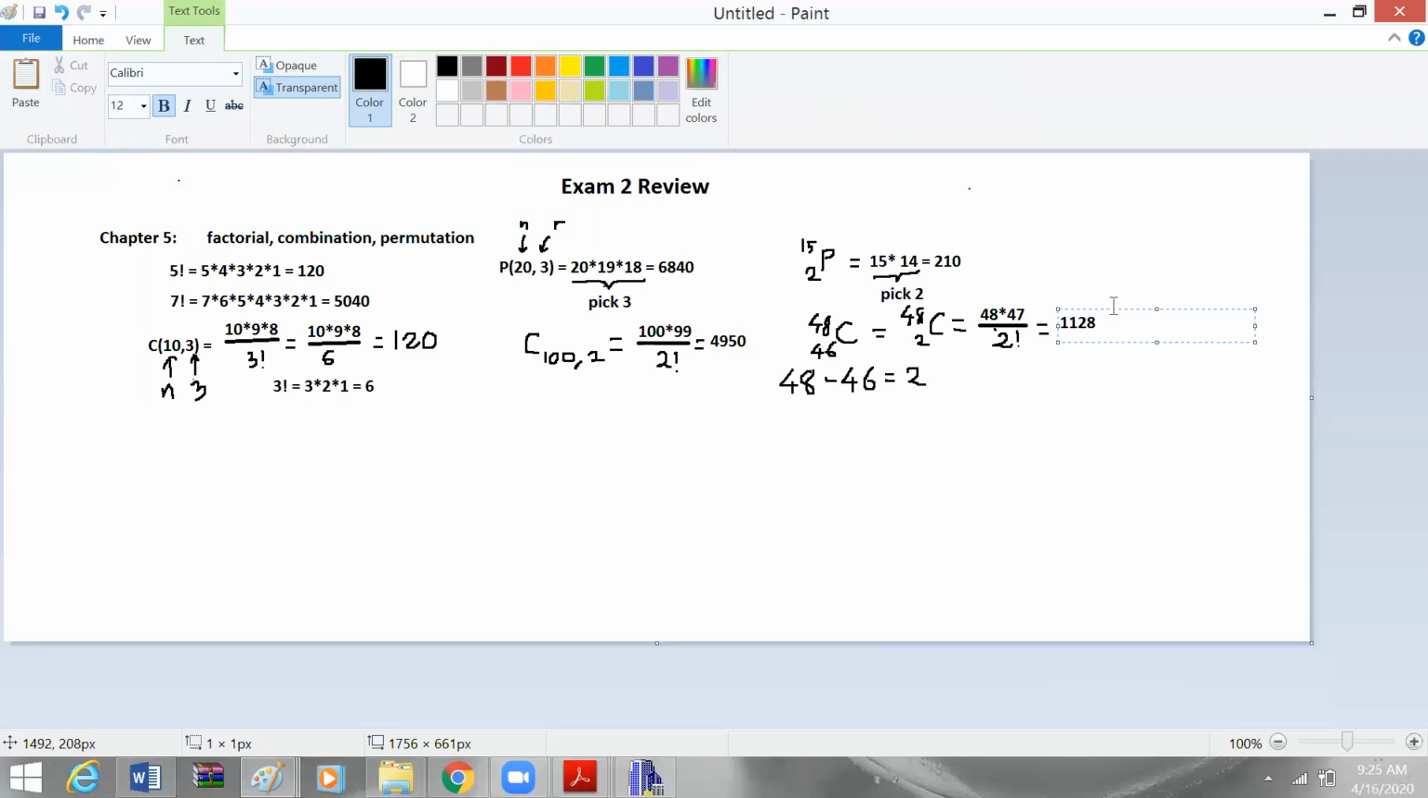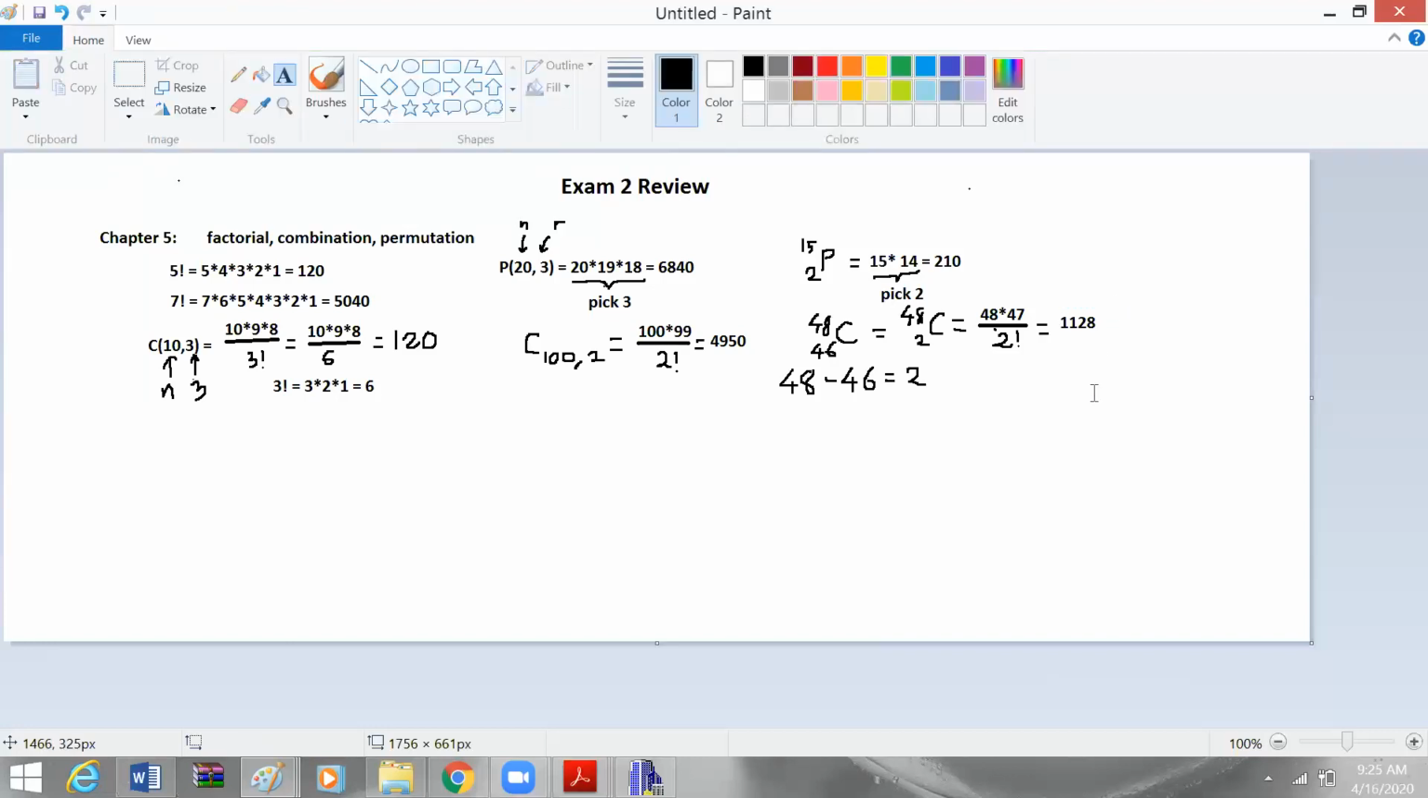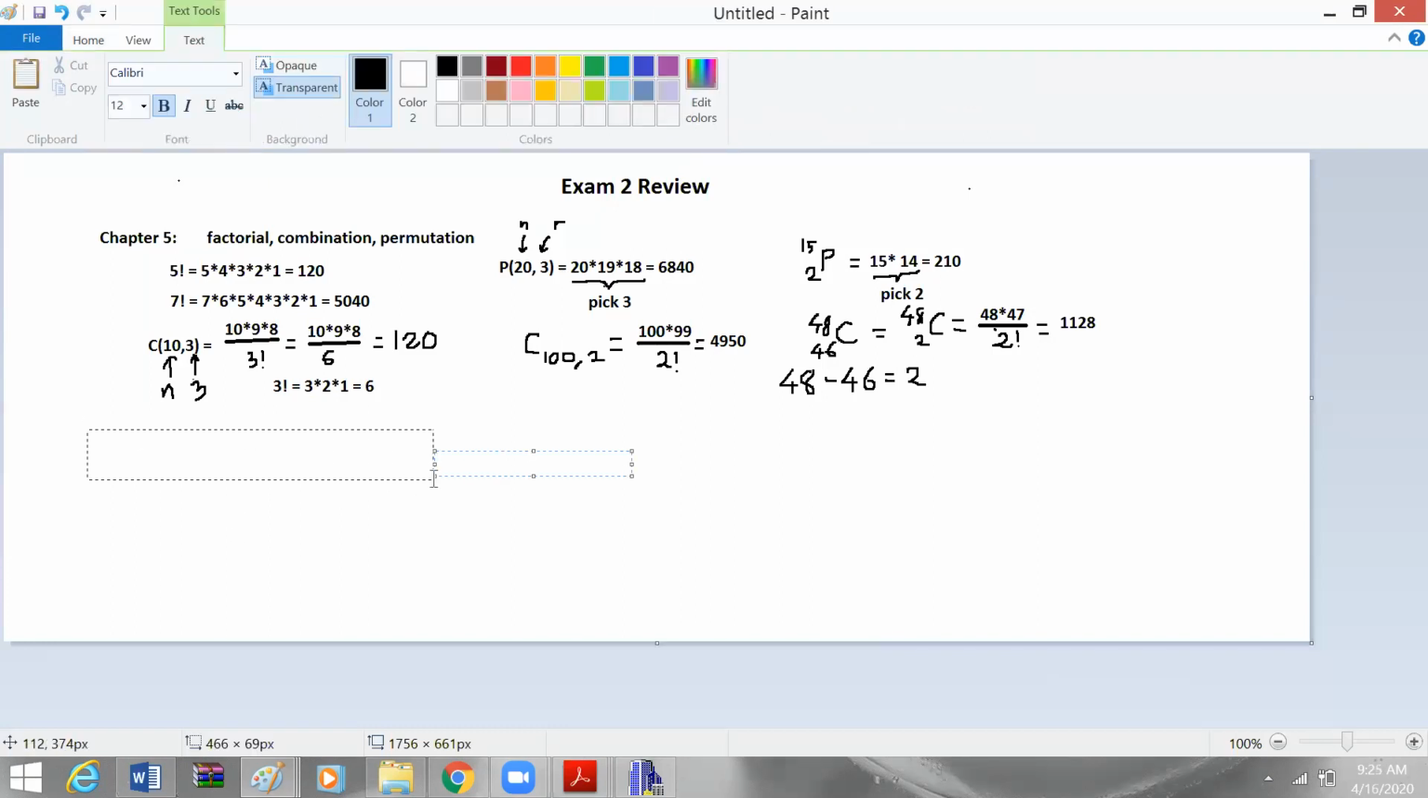So that will be it. That will be the thing that we need to do for the combinations, permutation, and factorial. So that will be a small part of chapter 5 that we need to go through. And now we're going to go to chapter 6.